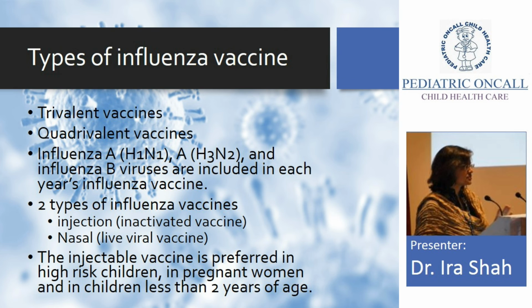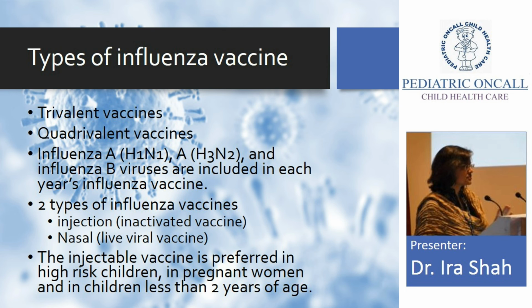Now the types of influenza vaccine. I told you there are seasonal influenza, 4 viruses currently prevalent. So we need actually a quadrivalent vaccine. What we have in India is a trivalent vaccine. Abroad, I think from 2014 the quadrivalent vaccines came into the picture. So we have 2 for influenza A, that is H1N1, H3N2, and 2 of influenza B. We have 2 types of vaccines. We have the live vaccine, which is a nasal vaccine, and you have an inactivated vaccine, which is the injectable vaccine.